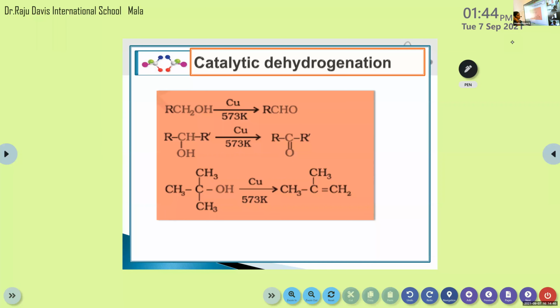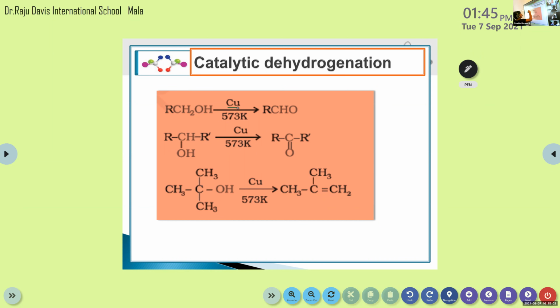This is also another oxidizing reaction. Here the reagent used is copper vapors. Primary, secondary, and tertiary alcohol vapors are passed over heated copper at 573 Kelvin. Different products will be obtained.